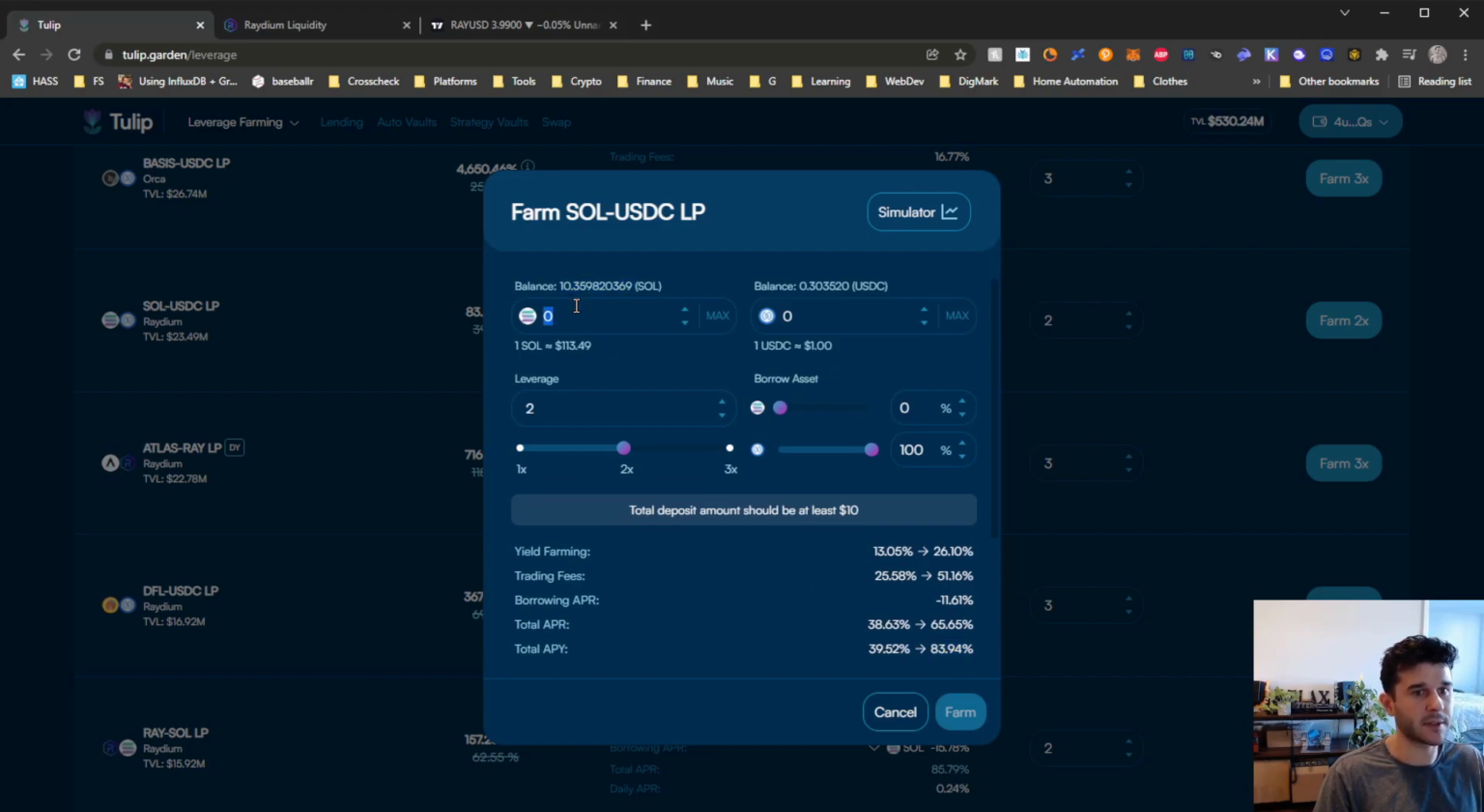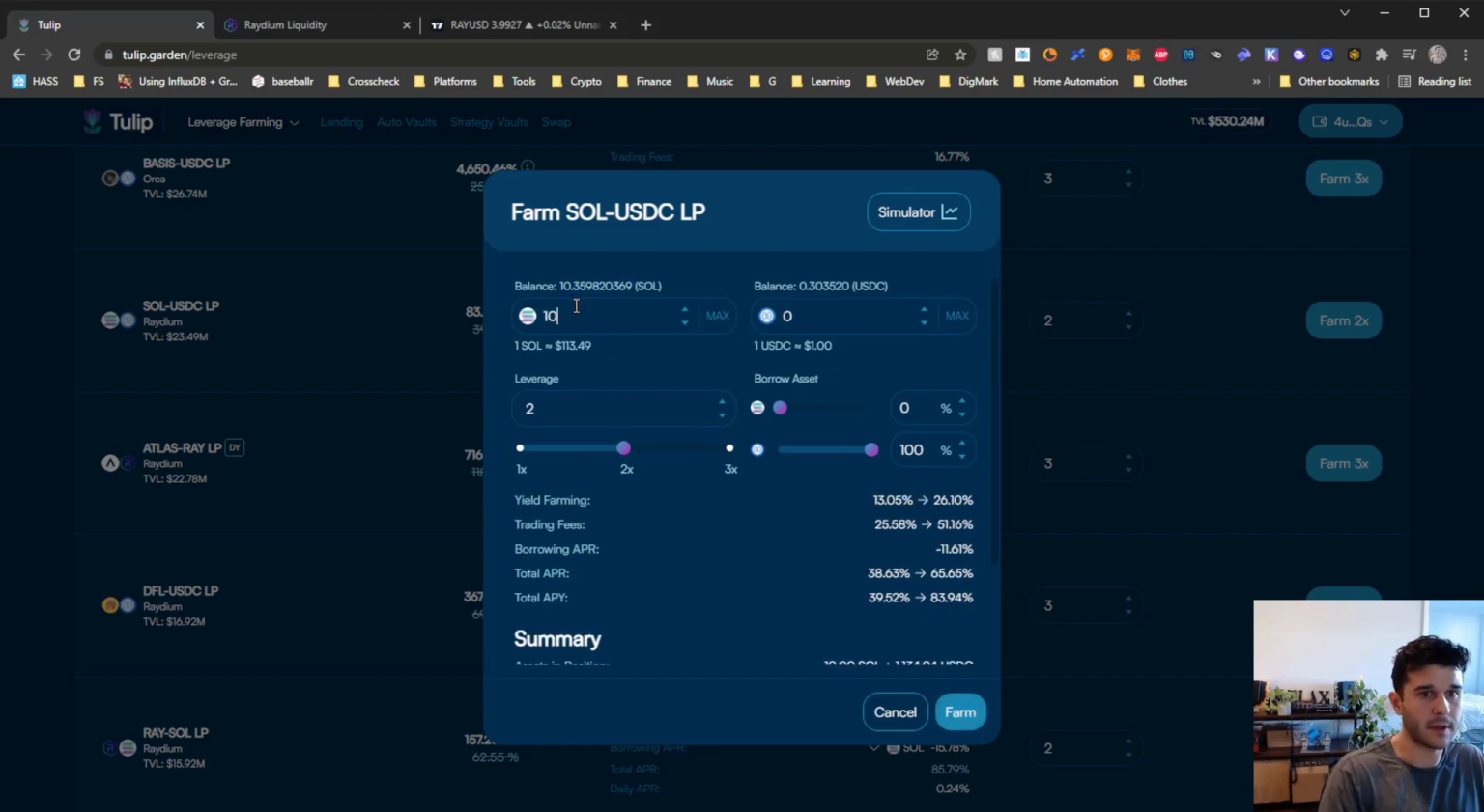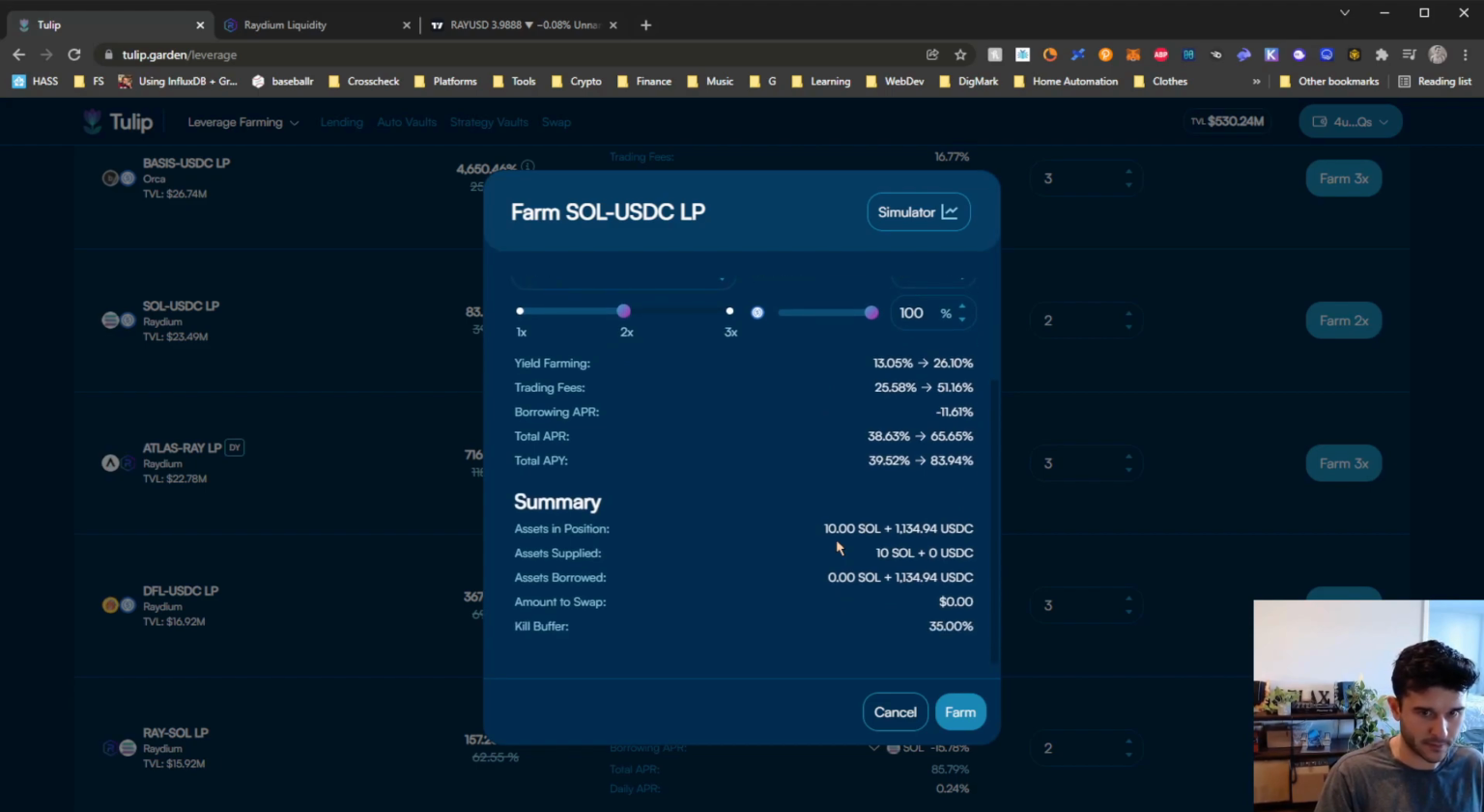So if we were to supply 10 Sol, it will break down each aspect. So the total asset in this position after we borrow is going to be 10 Sol, which we're supplying, and then the 1134 USDC, which we're borrowing. It breaks it down further. Assets supplied, 10 Sol. Assets borrowed, 1134 USDC.